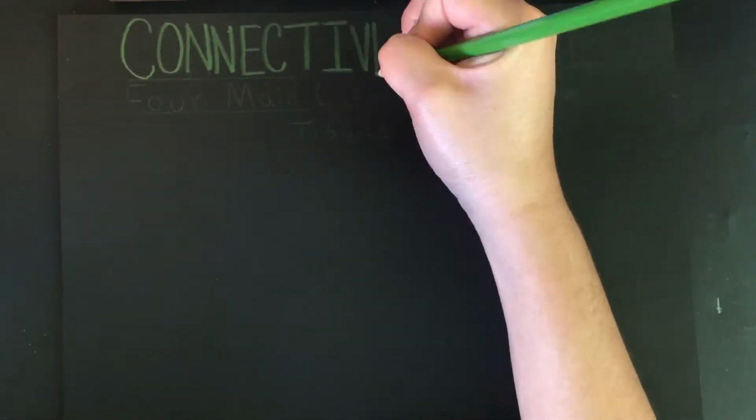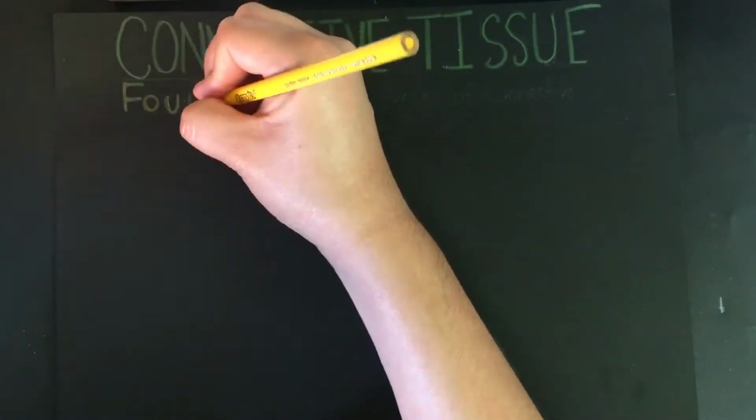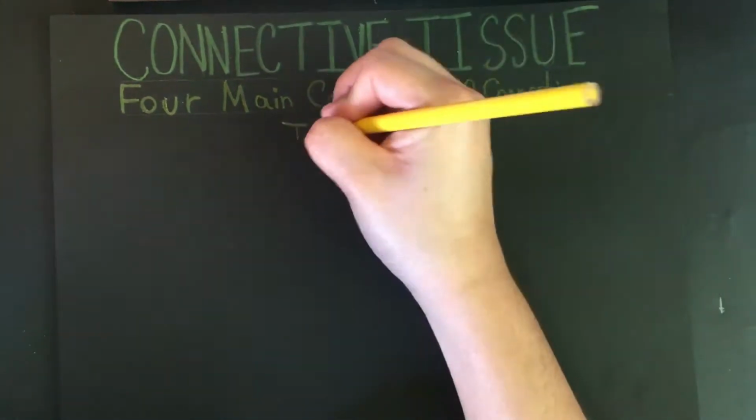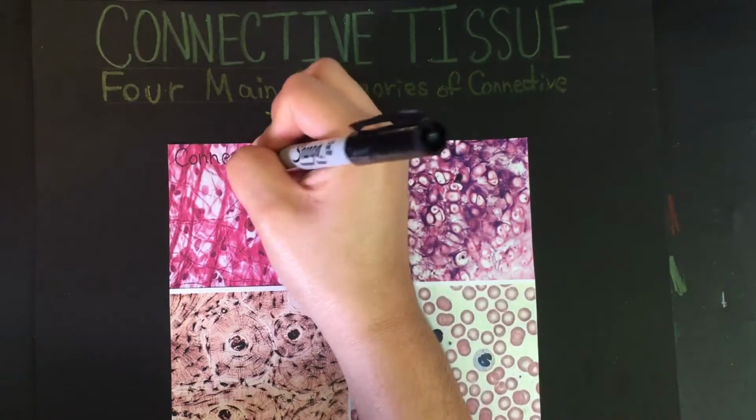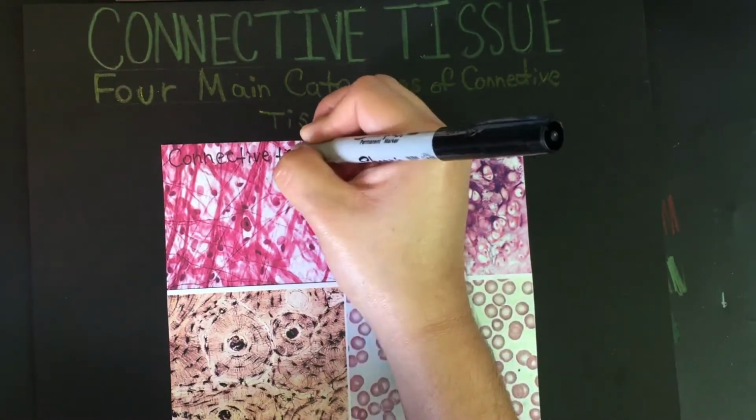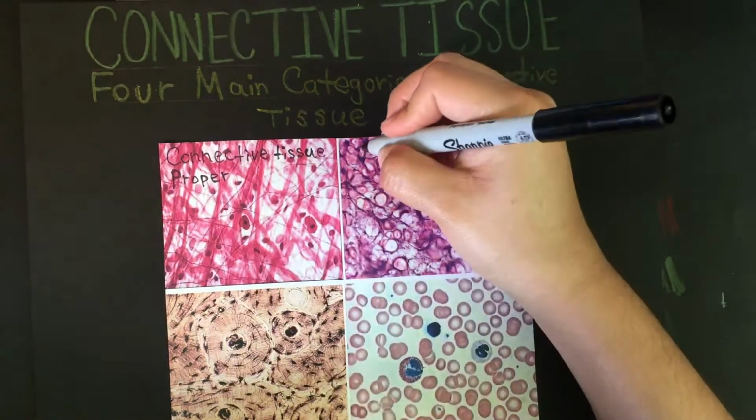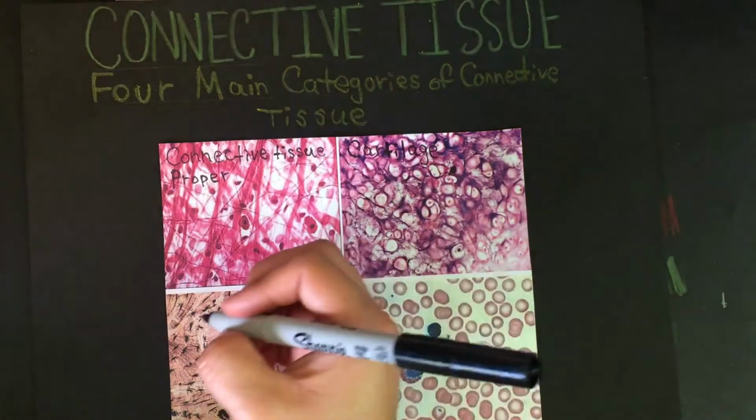Connective tissue. Four main categories of connective tissue are connective tissue proper, cartilage, bone, and blood.